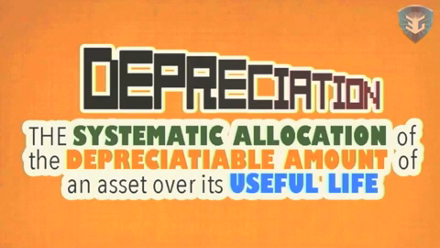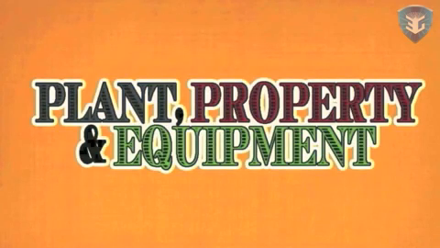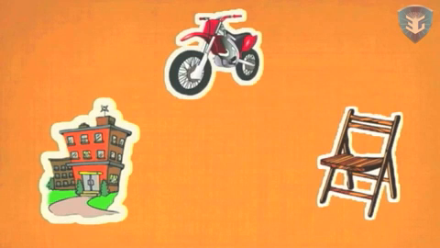I know, that's a whole lot of words. Does that make any sense to you? Let's go through this in simpler terms. We all know what plant, property, and equipment are. Buildings, vehicles, machinery. Basically assets which will be controlled by your business beyond the next 12 months, which helps to generate income.